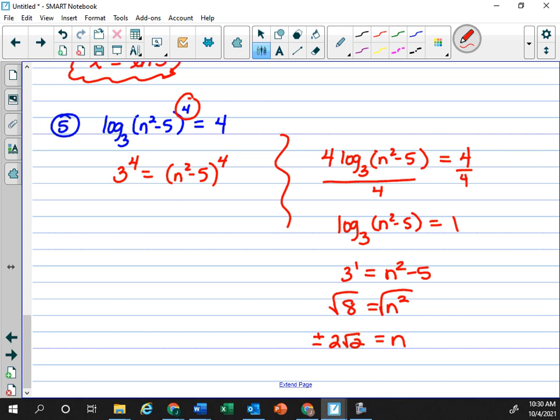Okay, and then we have to think about it. Do both the positive and the negative work in this situation? Yeah, they do, because you're squaring it right away, so you're going to get positive 8 substituted in there both ways, and then you're good, because 8 minus 5 is positive 3. So you get those two answers. And again, over here, you could have done the 4th root right away and gotten to the same spot.